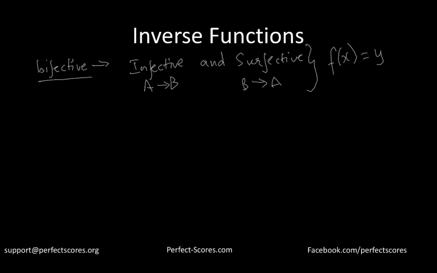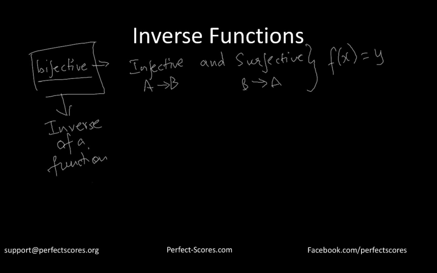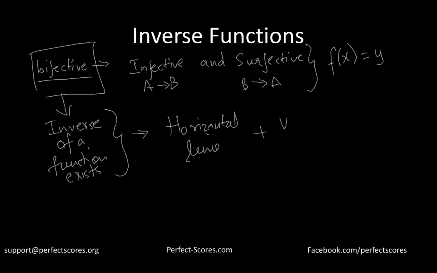And if and only if a function is bijective, we can say that an inverse of the function exists, right? If and only if a function is bijective, that means the inverse of a function exists. And the inverse of a function only exists if it passes the horizontal line test and it also passes the vertical line test. So if it passes the horizontal line test and the vertical line test, then only we can say that the inverse of a function exists.